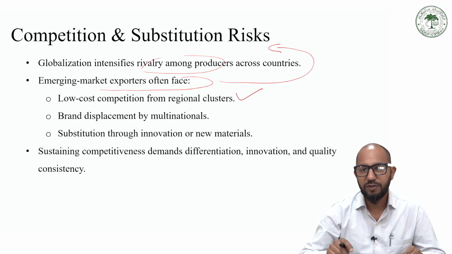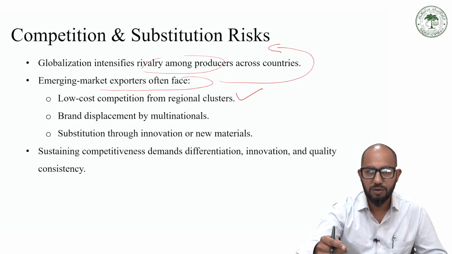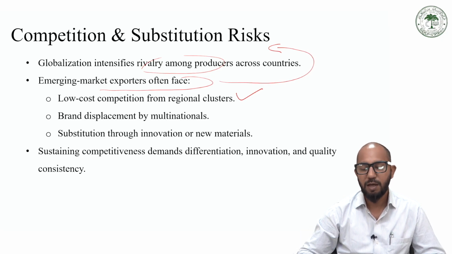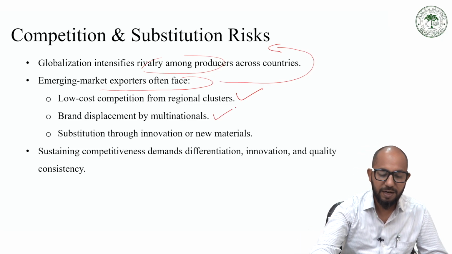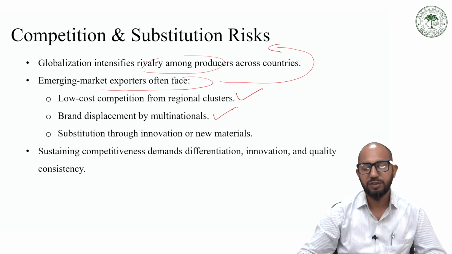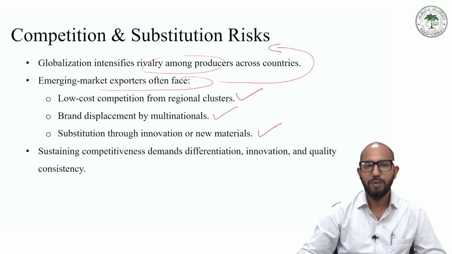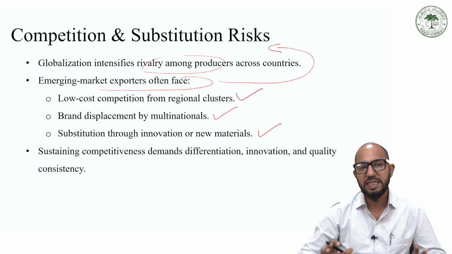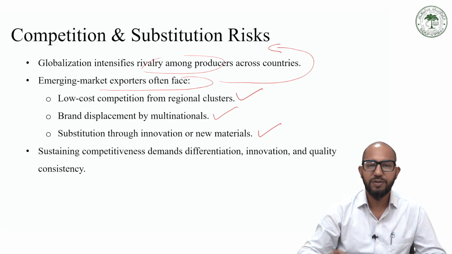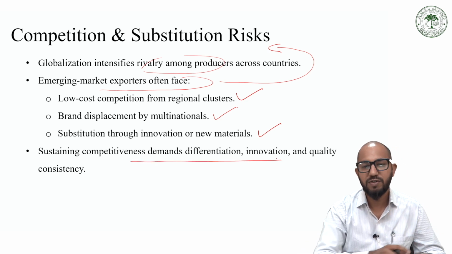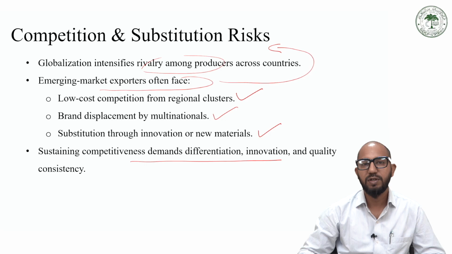So the competition is about offering lower cost, and lower cost does not necessarily convert into higher profitability. Then brand displacement by multinationals, and finally substitution through innovation or new materials. Thus, we can easily understand under competition and substitution risk that sustaining competitiveness demands differentiation, innovation, and quality consistency.